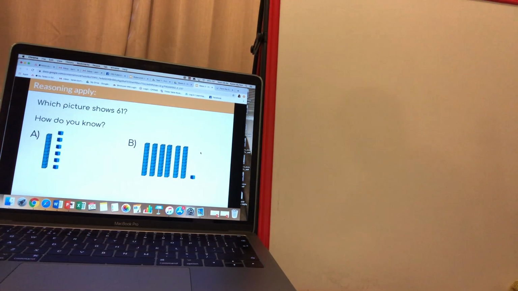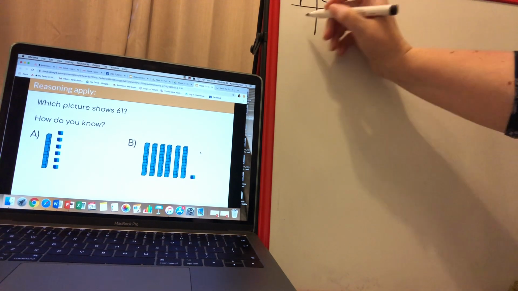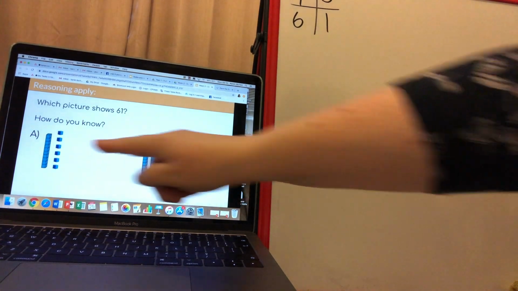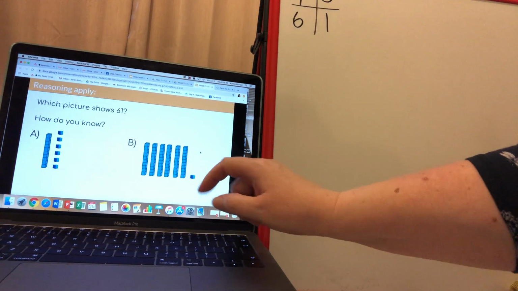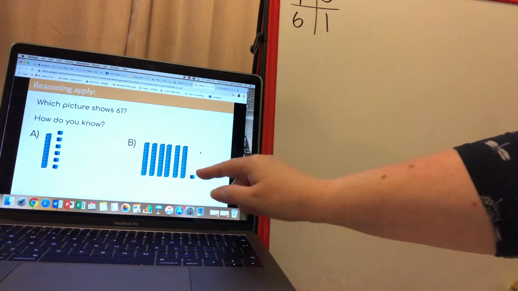Okay, last question. Which picture shows 61? How do you know? You can pause the video while you're working it out. Okay, well, if I think about it with tens and ones, the number we're looking for is 61. That is 6 tens and 1 one. A doesn't have enough tens, does it? B has got 1, 2, 3, 4, 5, 6 tens and 1 one. 10, 20, 30, 40, 50, 60, 61.